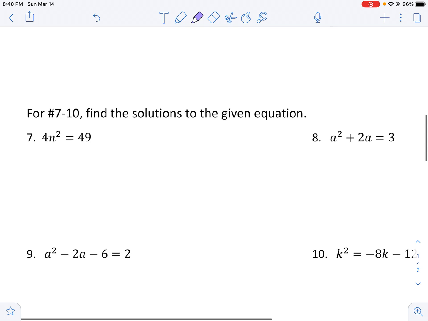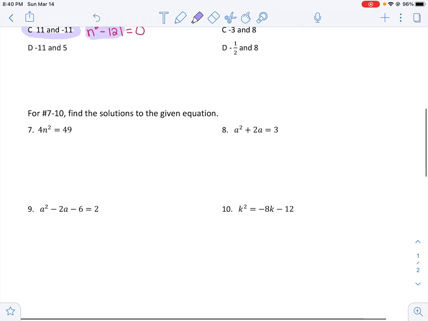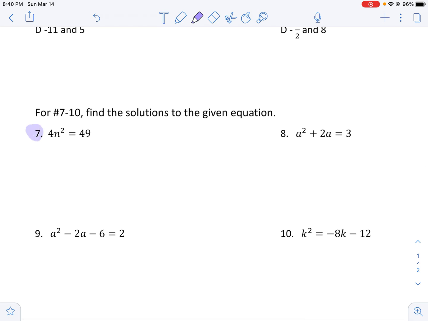Okay. For numbers 7 through 10, find the solutions to the given equation. So again, it's just more of what we've been doing. I'm going to do 7 and 9 with you, and then you can do 8 and 10 on your own. Okay. Again, we have to make sure it's set equal to 0, so I need to subtract 49 from both sides. So I get 4n squared minus 49, and those 0 out, and so I'm left with 0.